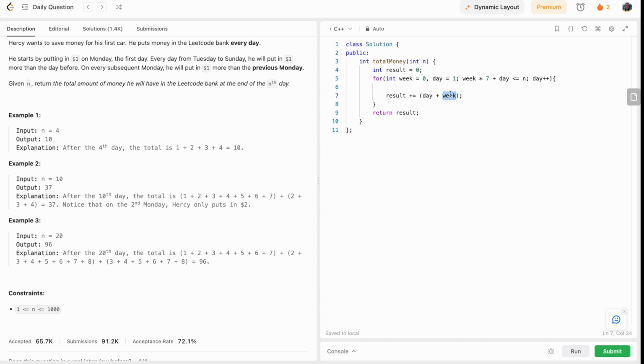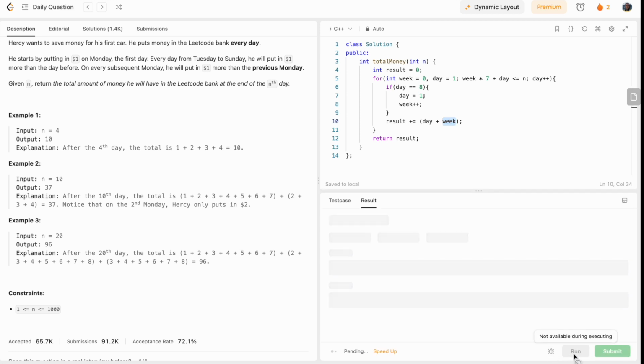Now the question is, how do I take care of the number of days? How do I change the value to make sure it is accurate with the process? You're going to say, if day is equal to 8, that means it is the beginning of a new week. So day will take 1 and week plus plus. Whenever we start a new week, we restart the number of days, so we still have 1, 2, 3 to 7, but we increment the number of weeks. That is why we are tying the number of days and the number of weeks together here. So let us run this and see what it gives. Everything is green. Let us submit.